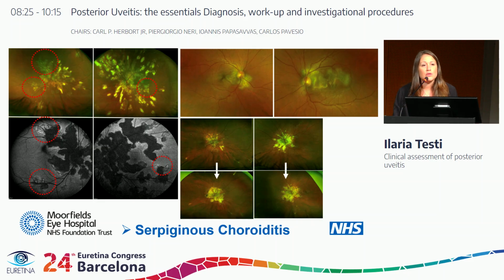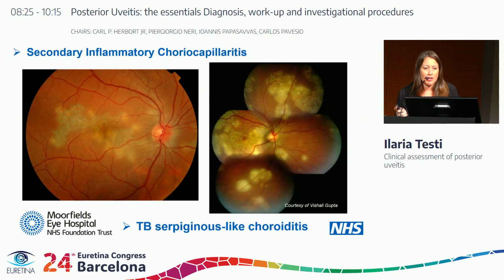But before immunosuppressing these patients, make sure that you ask for a quantiferon test and you rule out TB. Because there is another condition, a secondary inflammatory choriocapillaritis that can be associated with tuberculosis, and this is the TB serpiginous-like multifocal choroiditis. So the two conditions can seem quite similar, but actually they are not. So let's have a look together.